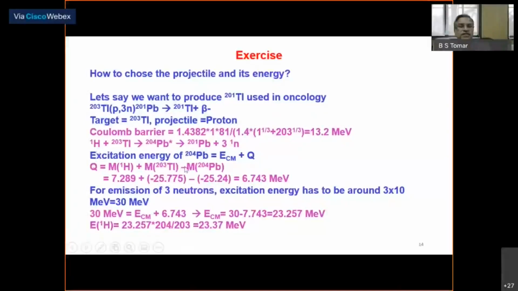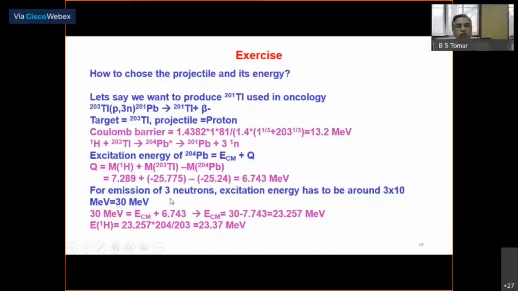So what will be the excitation energy of the lead-204 compound nucleus? It is nothing but ECM plus Q. So the Q value for this reaction is mass of proton plus mass of thallium-203 minus mass of lead-204. That is equal to -7.743 MeV. This is the Q value. Now, what is the energy of the proton? So ECM plus Q has to be around 30 MeV.